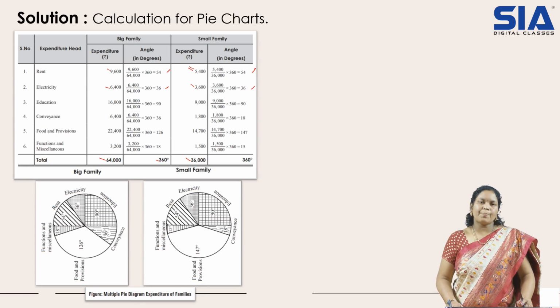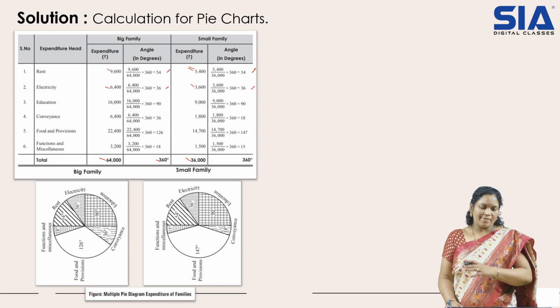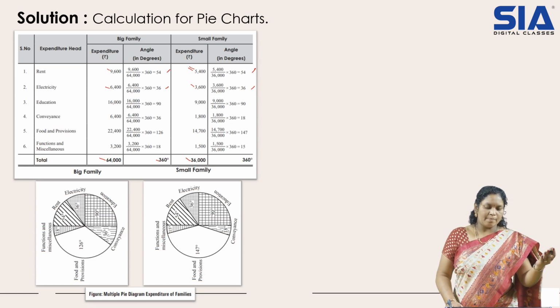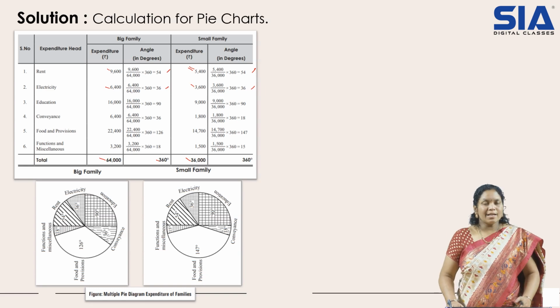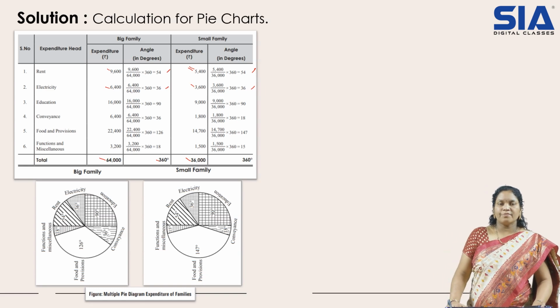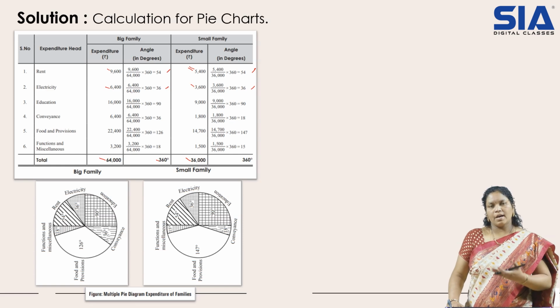We will plot separate pie diagrams for both families, the big family separately and the small family separately. Let us see how the pie chart will go on. A pie chart you can plot on regular paper; there is no need for graph paper as we did with bar diagrams.